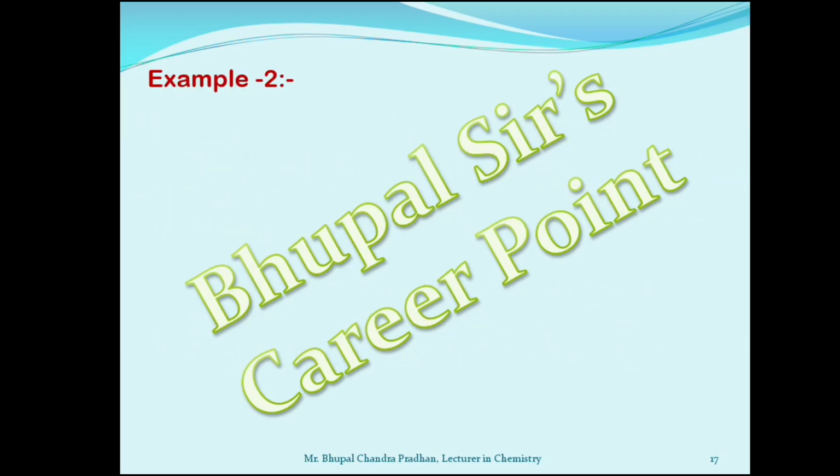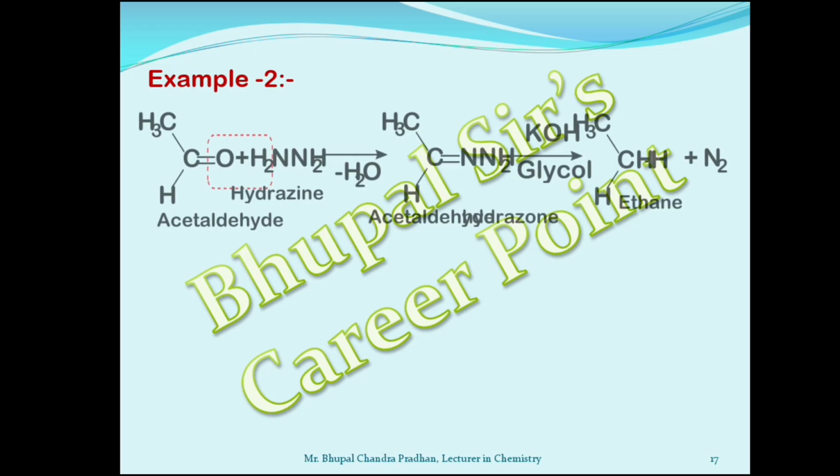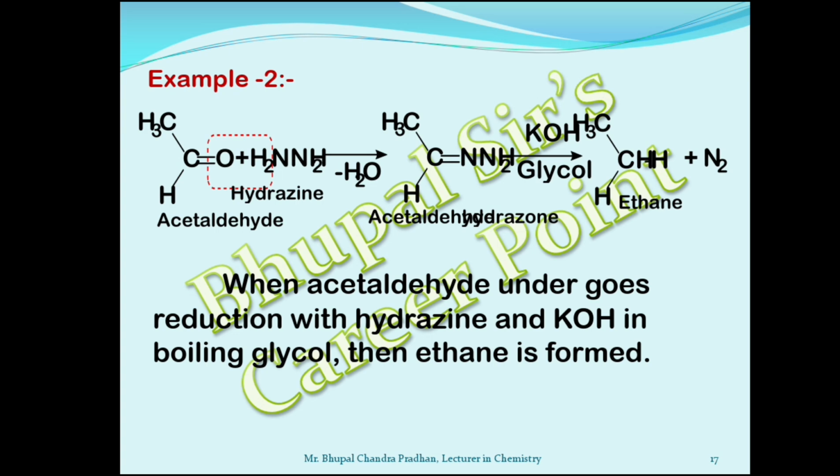Let us come to example 2. What happens when acetaldehyde undergoes Wolff-Kishner reduction? When acetaldehyde reacts with hydrazine, it will give us acetaldehyde hydrazone, which on treatment with KOH in glycol gives us ethane. In the statement, we have to write down: when acetaldehyde undergoes reduction with hydrazine and KOH in boiling glycol, then ethane is formed.